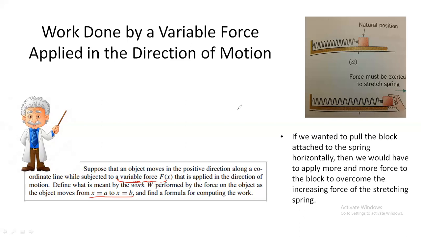So if you want to pull the block attached to the spring horizontally, then you have to apply more and more force to the block to overcome the increasing force of the stretching spring, considering that there is no friction on the floor hindering the block from moving to the right. Okay, so this is variable force.